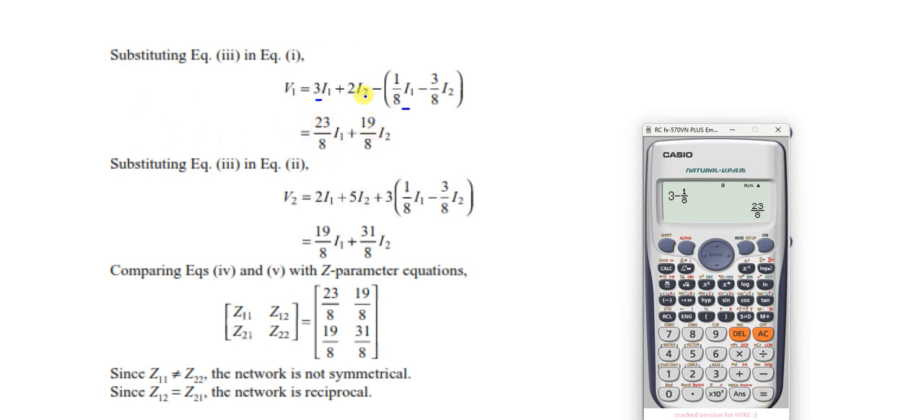23 by 8. Similarly, for I2, minus into minus is plus. So 2 plus 3 by 8. If you take LCM, 8 is the LCM, 2 8s are 16 plus 3 is 19. So 19 by 8. So this is equation number 1.